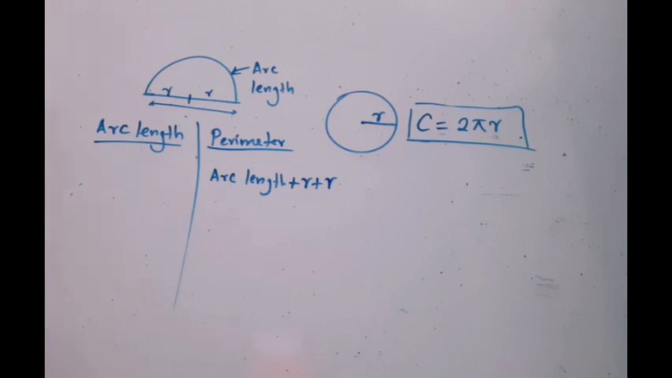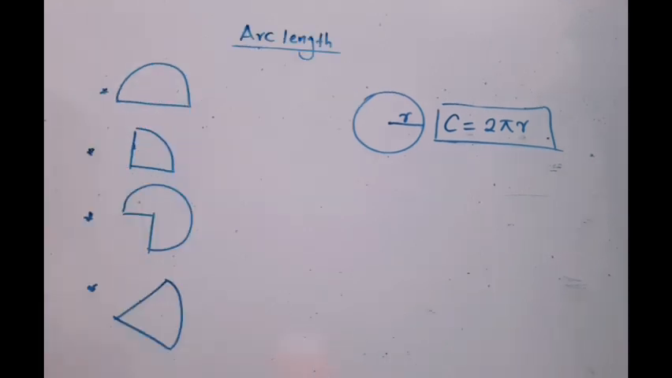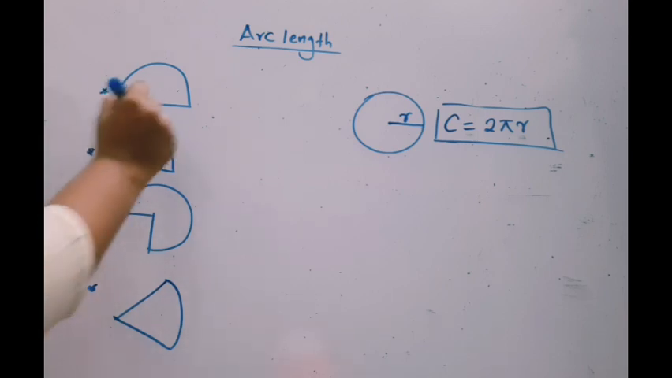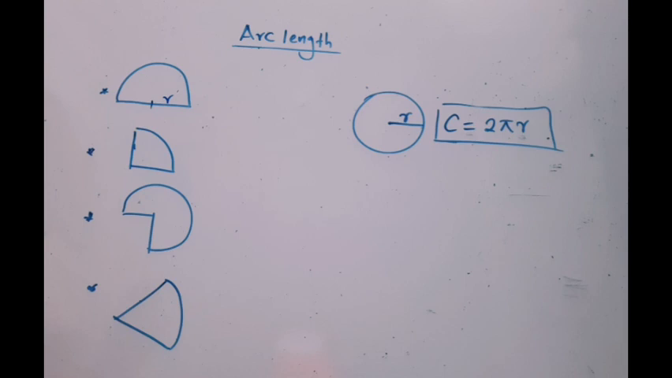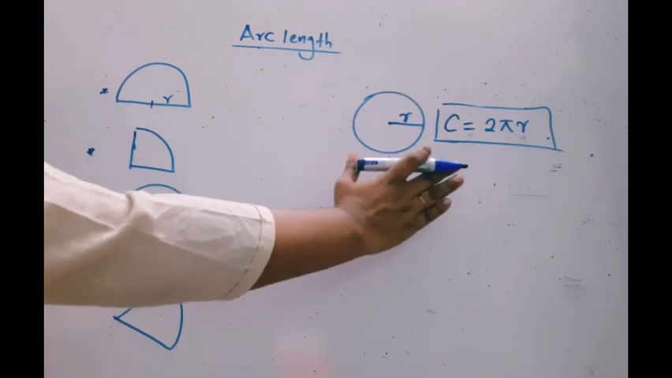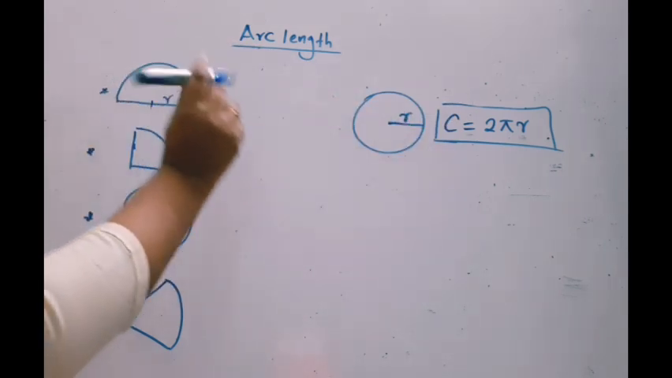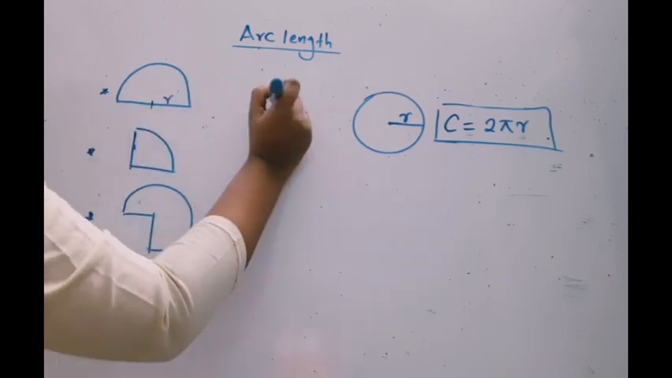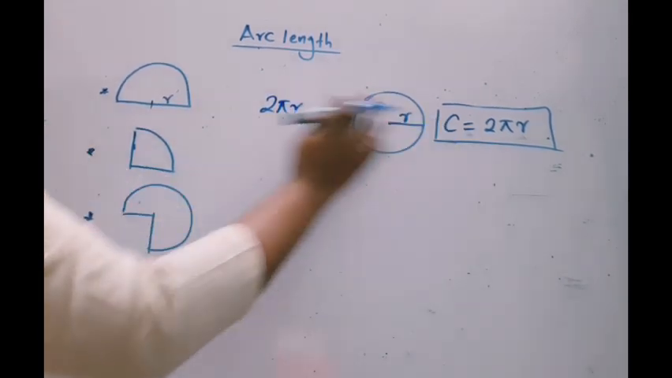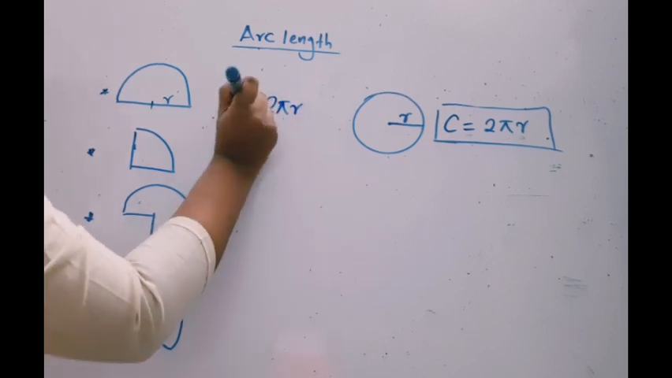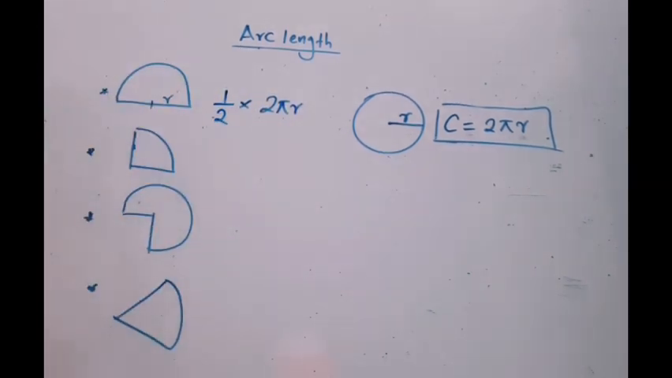Now let's look at the ways to find the arc length of a sector of the circle, and the formulas to get the arc lengths of different kinds of sectors of the circle. First I have drawn a semicircle here and I'm marking the radius as r. I already told you that you need to remember only one formula in order to find the arc length. The arc length of the semicircle is the formula of circumference, which is 2 pi r, multiplied by half. That's it.